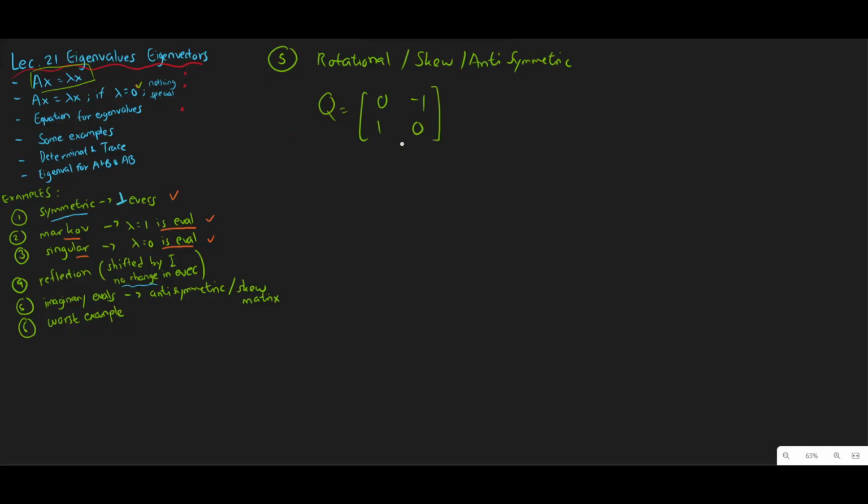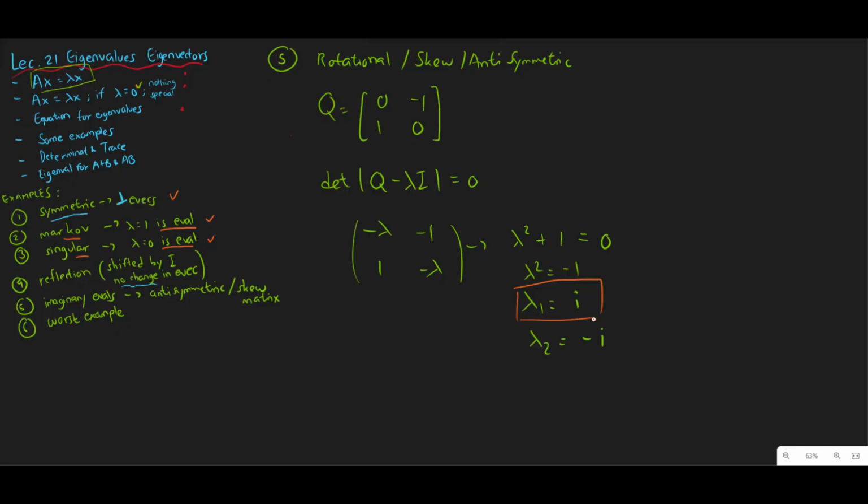So let's continue with this example. We're interested in the determinant of Q minus lambda I equals 0. So minus lambda, 1, 1, minus lambda. Computing the determinant gives lambda squared plus 1 equals 0. So lambda squared will be minus 1. So lambda 1 will be the imaginary number i, and lambda 2 will be minus i. We end up with some imaginary or complex eigenvalues here.